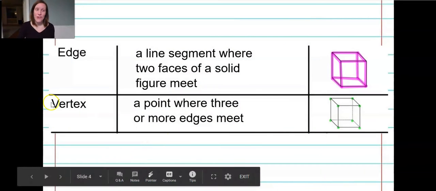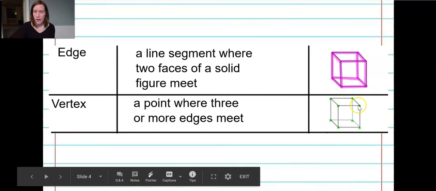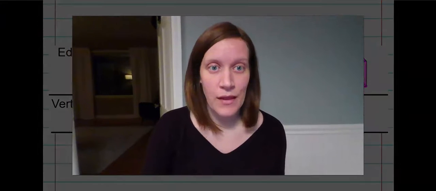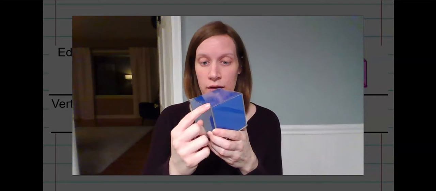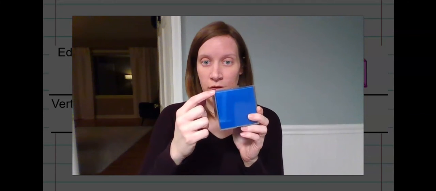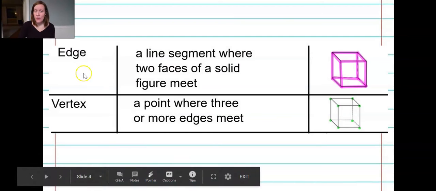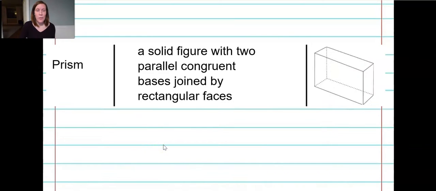A vertex is the singular, meaning one. The plural of vertex is vertices. So a vertex is a point where three or more of these edges meet. So you can see on this cube, I put little green dots at all of our vertices. Right here in our cube, you can see them too. Wherever the 1, 2, 3 edges meet is a vertex. So you can see the vertices on our cube. And then today, we're going to use faces, bases, edges, and vertices to help us define different prisms.